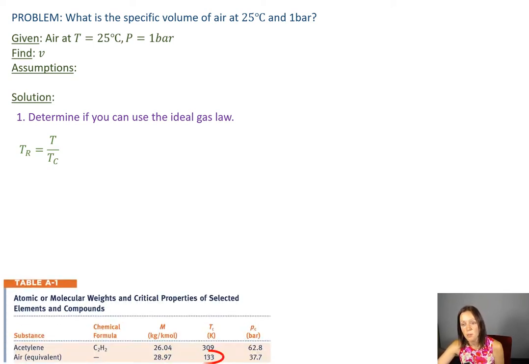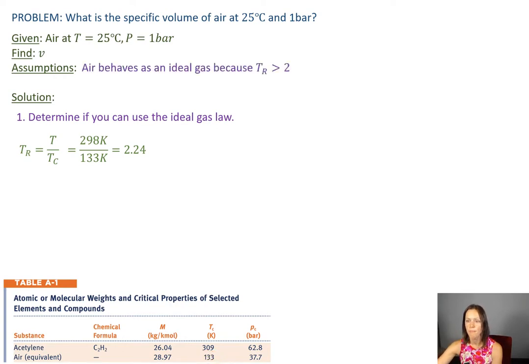So my temperature is 25 degrees Celsius, and you go ahead and put that in Kelvin. And my critical temperature from table A1 is 133 Kelvin. So if I plug that in, I see I get a reduced temperature of 2.24. So I'm good to go. And now I just need to apply the ideal gas law. So I've got my specific volume is equal to RT over P. That's my ideal gas law with Z equal to 1.